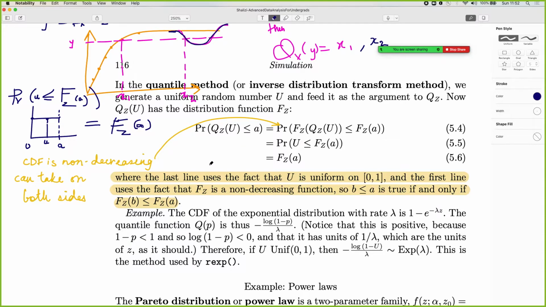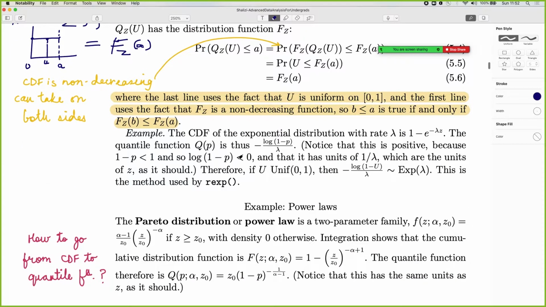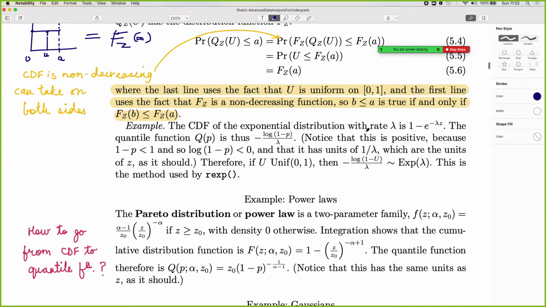I don't think I want to say anything more about this. And then they take an example of, okay, if the CDF of the exponential function is this, then the quantile function becomes this, and that's essentially how our exponential works.